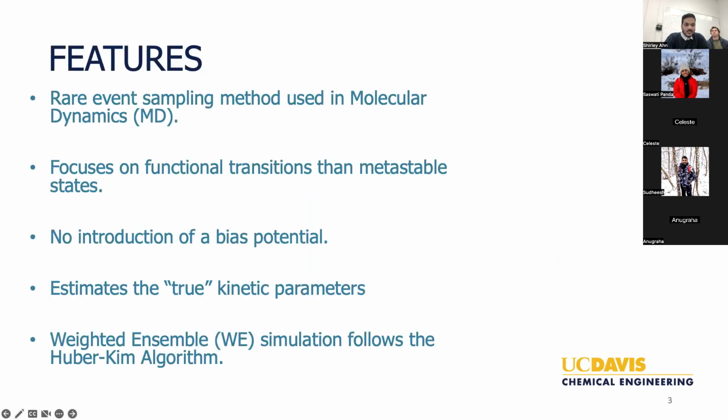So the most important feature is that it does not have any bias potential as the other resampling methods have, like Gaussian accelerated MD or metadynamics, etc. So it gives rise to the true kinetic parameters. The kinetic parameters that we extract, we can say, are the actual or the true kinetic parameters. And the WE simulation follows the Huber-Kim algorithm, which I'll be explaining in the subsequent slides.